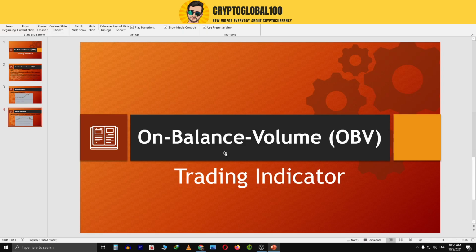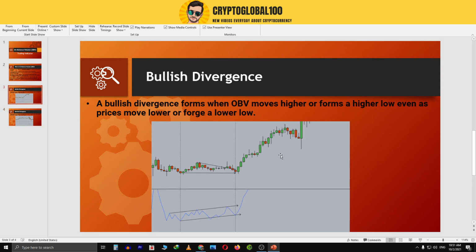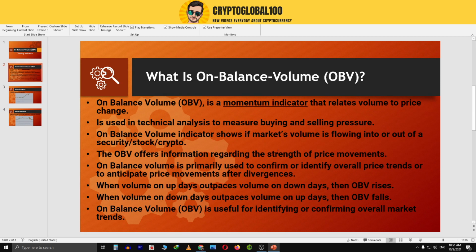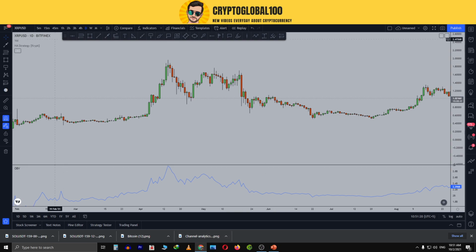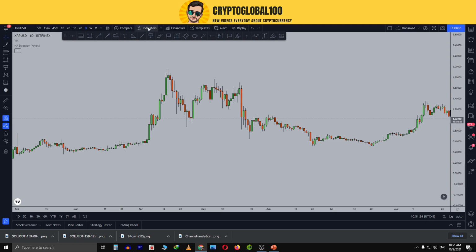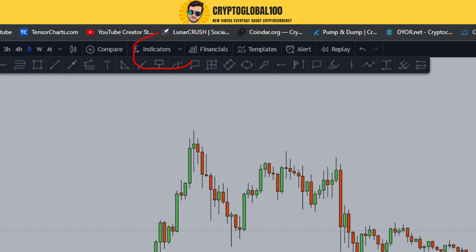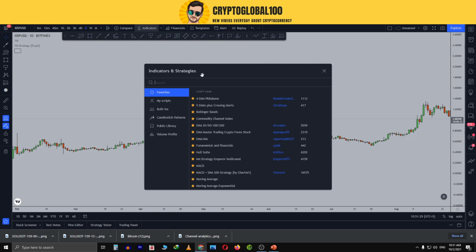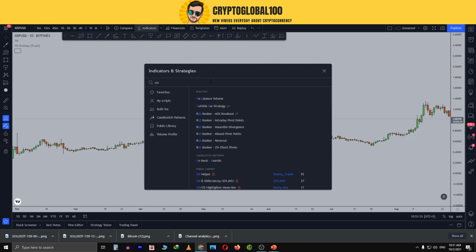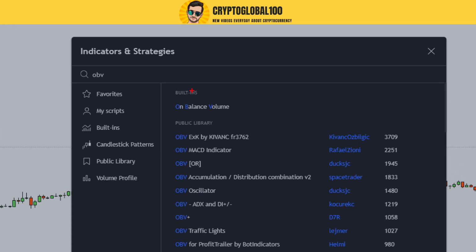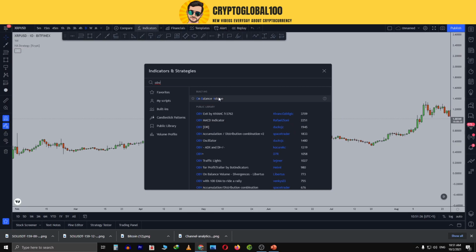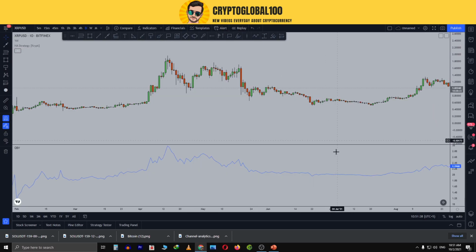So this is the short tutorial on the OBV. Let me show you one more thing, guys. Go to tradingview.com. This is TradingView. Go to indicators, and type in OBV. There you will find the built-in OBV. Click on it and it will show you the OBV indicator here.